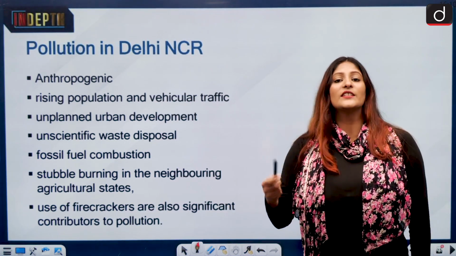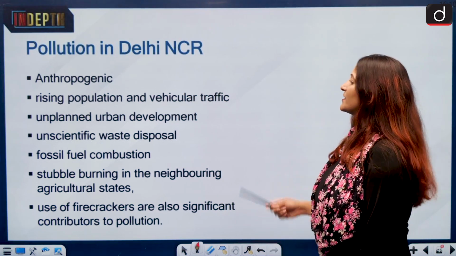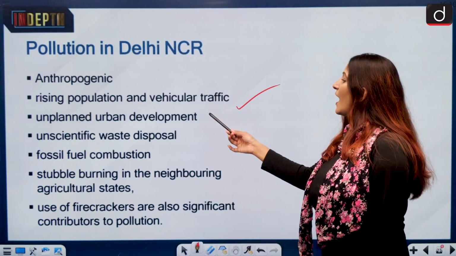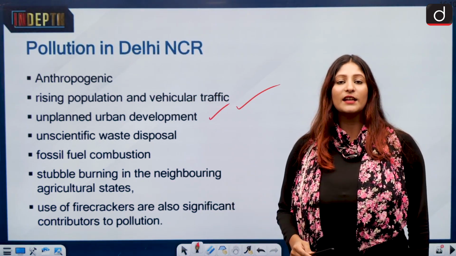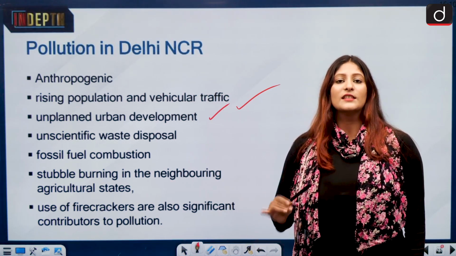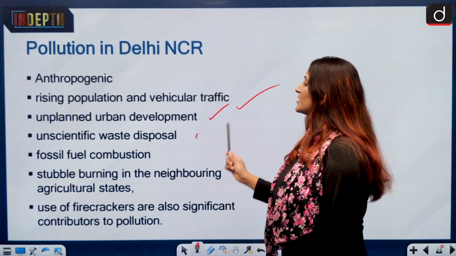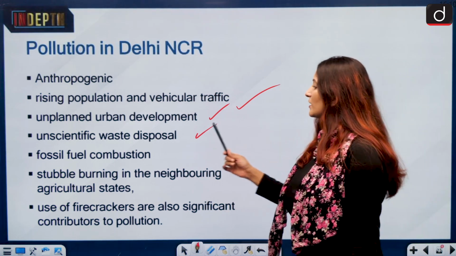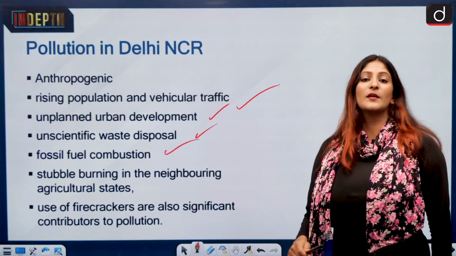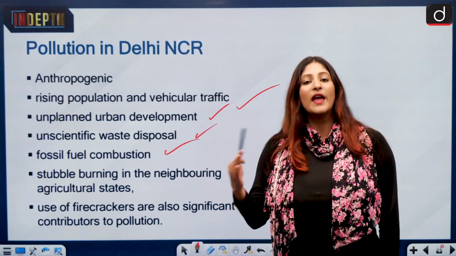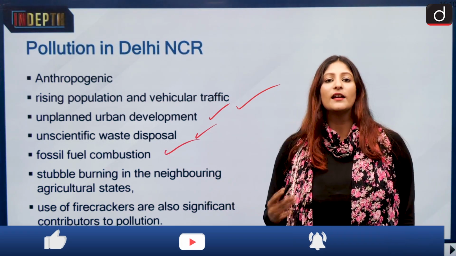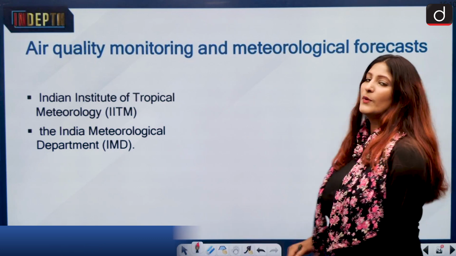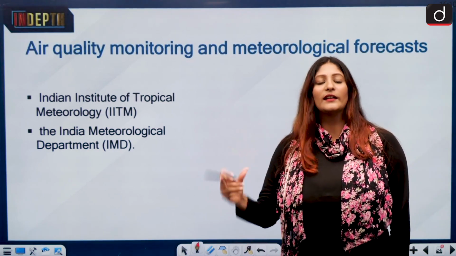Then comes what adds to the problem. The anthropogenic problems, such as rising population and vehicular traffic, which is leading to increasing greenhouse gas emission, unplanned urban development, which is creating an infrastructure that is not giving the city the space to breathe, and unscientific waste disposal in landfills, in which methane is also a very important category. Fossil fuel combustion, stubble burning. Stubble burning is a practice that is causing the problem every year, apart from, of course, the firecrackers which are used during Diwali.